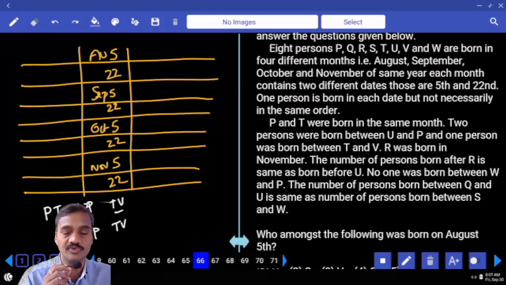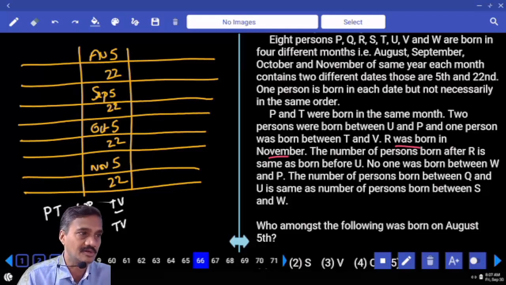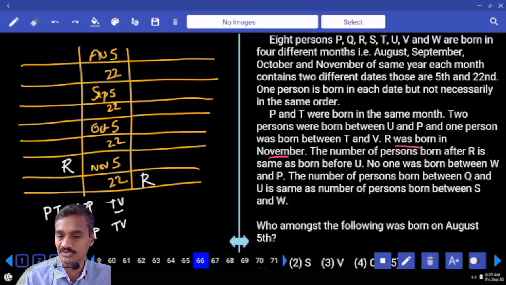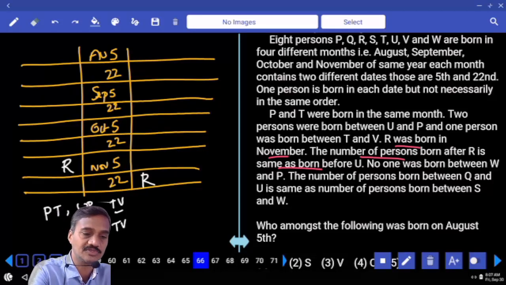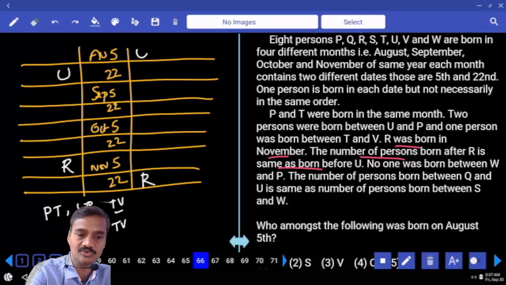Now who is before whom is not clear from these conditions. Hence we are taking both the possibilities here. R was born in the month of November. Clear? Now this is the critical and definite information we have. R can be either on November 5th or November 22nd. Then next one, the number of persons after R is same as before U. In the first case, R is second from the bottom, U is second from the top. And here R is first from the bottom, U is top.